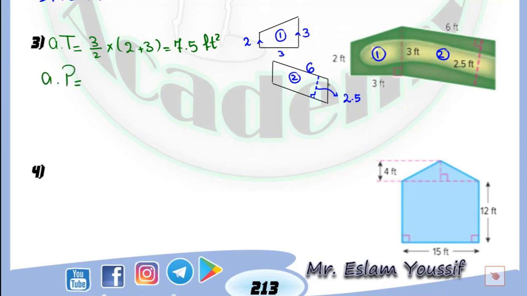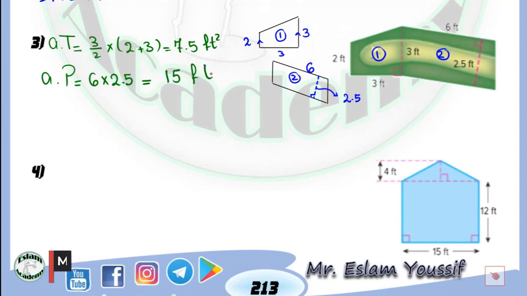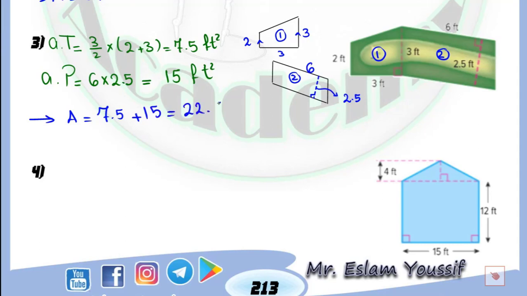Now we need to find the area of the parallelogram. The area of the parallelogram is equal to the length of the base multiplied by the height, which is 6 multiplied by 2.5. You will find that the answer will be equal to 15 square feet. Now we can find the area. The area of the figure equals the sum of the two areas. So 7.5 plus 15, the answer will be equal to 22.5 square feet.